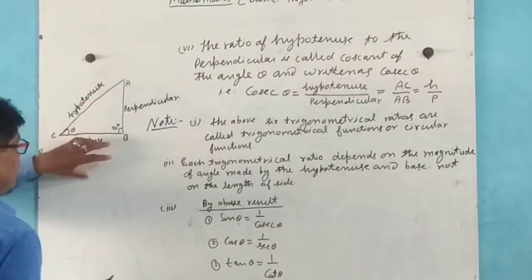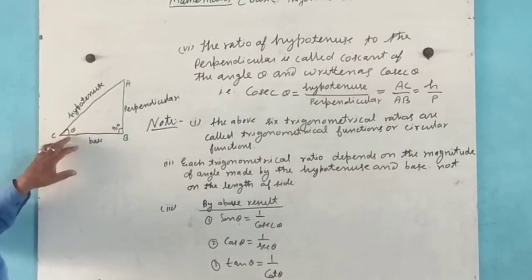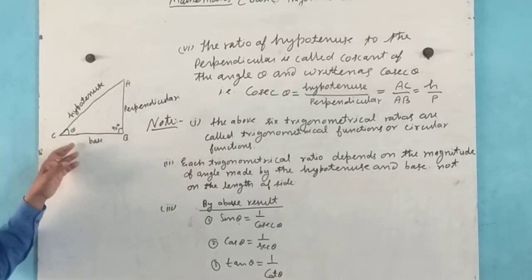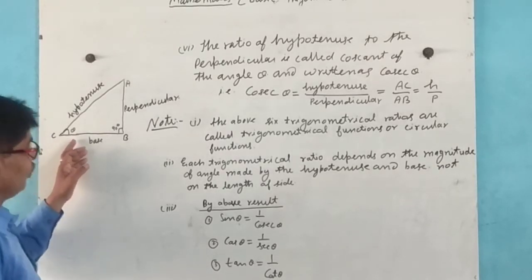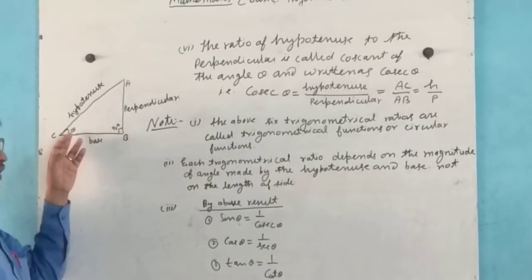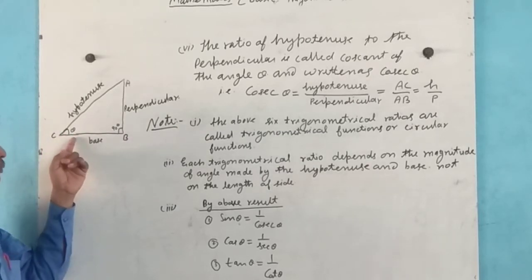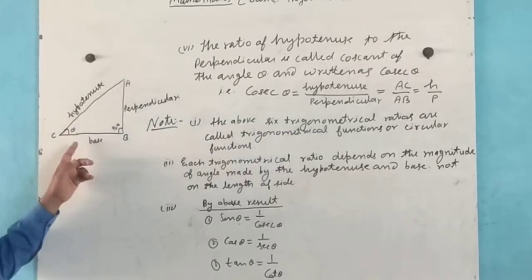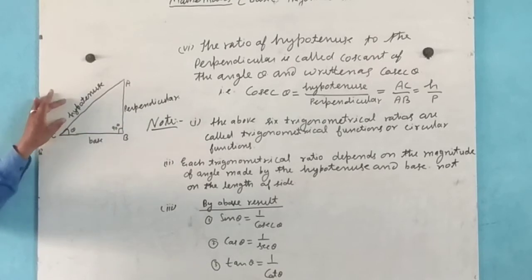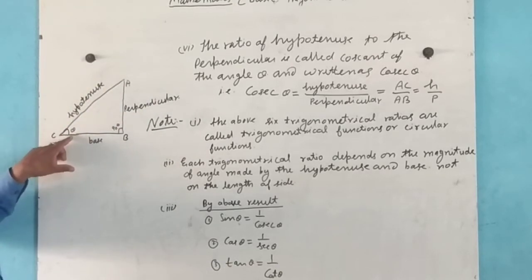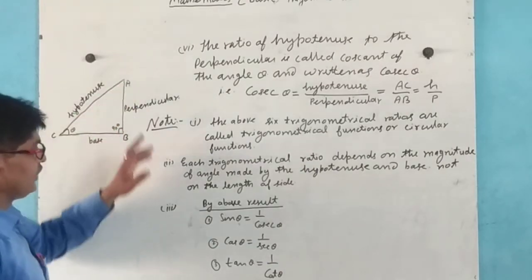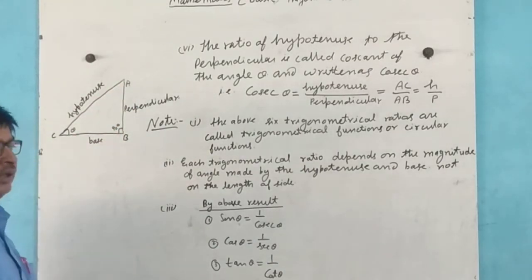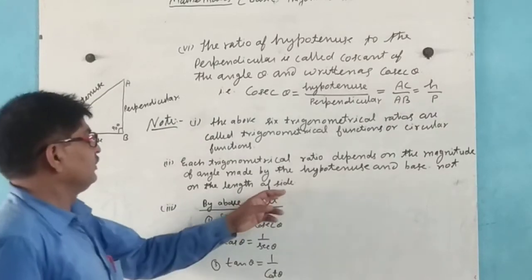Hypotenuse and base के बीच जो एंगल बनता है उसी पर यह रेशियो निर्भर करता है. It means that the trigonometrical ratio only depends on the angle between hypotenuse and base, not on the length of the sides. Length पर निर्भर नहीं करता है.